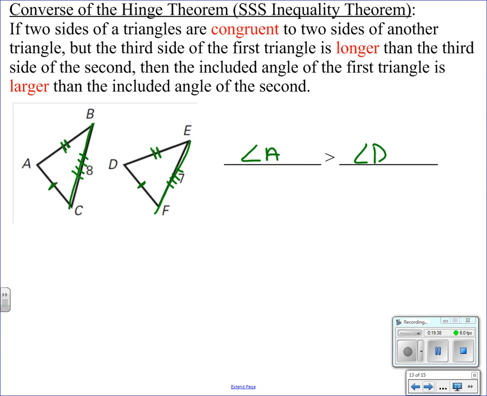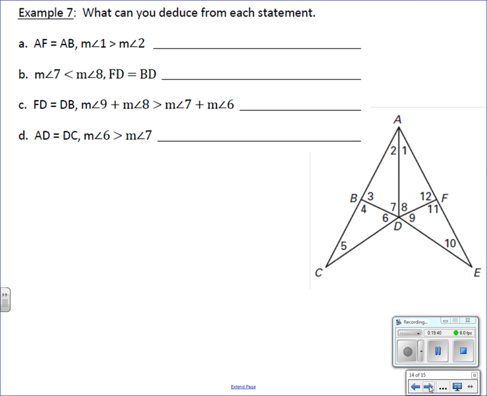So some examples involving that. What can we deduce from the information? So I mark up my diagram. AF is congruent to AB. Angle 1, this angle is greater than angle 2. So I'm going to mark it with 2 arcs so that I know 2 is greater than the 1 that I'm going to mark with 1.